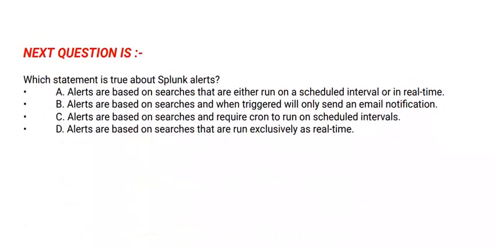Next question is, which statement is true about Splunk alerts? Options are option A, alerts are based on searches that are either run on a scheduled interval or in real time. Option B, alerts are based on searches and when triggered will only send an email notification. Option C, alerts are based on searches and require cron to run on scheduled intervals. And option D, alerts are based on searches that are run exclusively as real time. The correct option is option A.